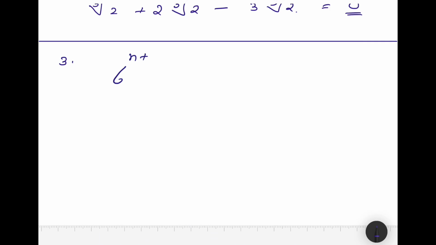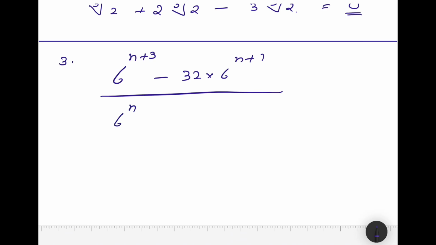Next, 6 to the power of n plus 3 minus 32 into 6 to the power of n plus 1 by 6 to the power of n plus 2 minus 2 into 6 to the power of n plus 1. Now, 6 to the power of n plus 3 can be written as 6 to the power of n plus 1 plus 2, which in turn can be written as 6 to the power of n plus 1 into 6 squared.